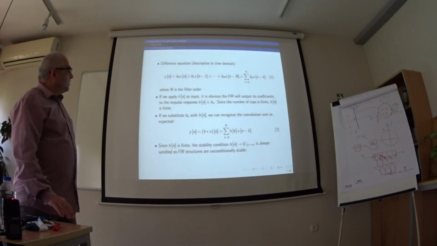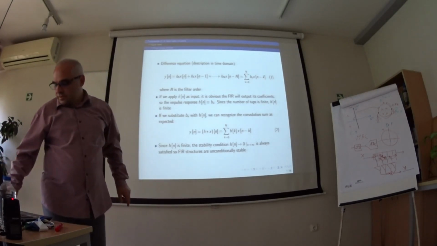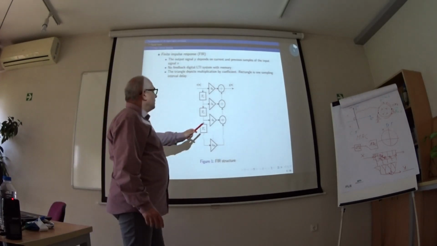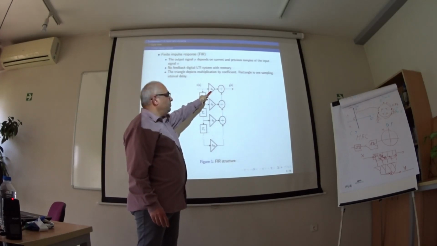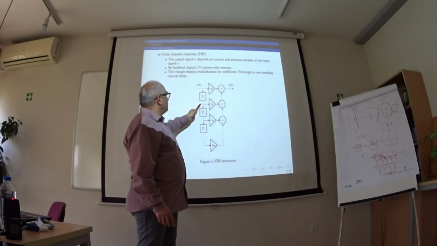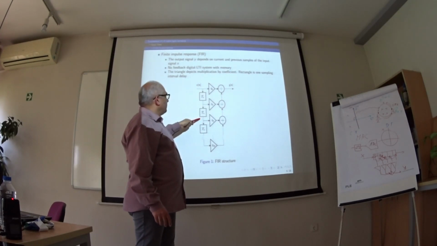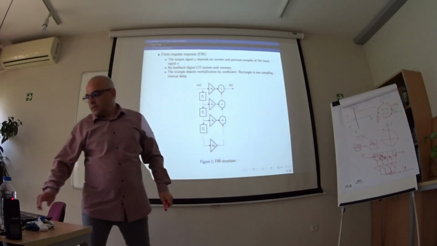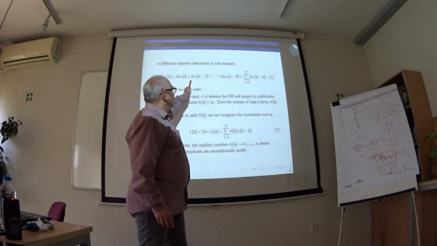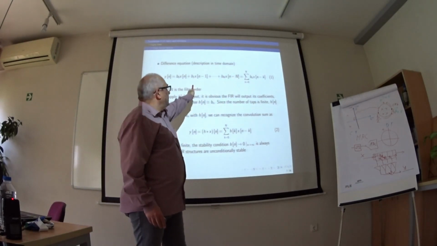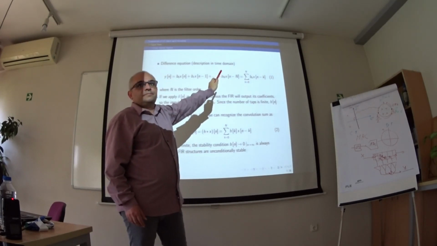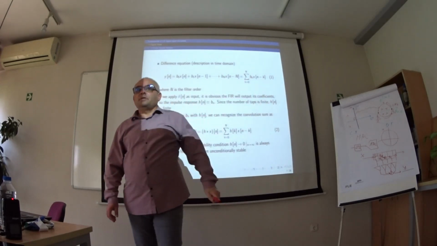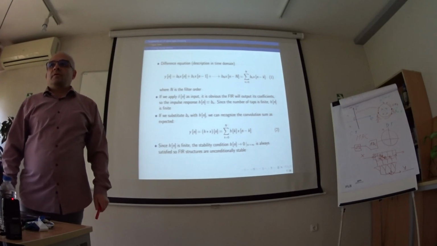The difference equation. What is the input signal? Obviously, the output signal is the input signal x of n times b0 plus x of n minus 1 times b1 plus x of n minus 2 times b2 and so on. We have our difference equation. Very simple. In analog domain, this is not a difference equation, this is a differential equation. Here the things are much simpler. This is our algorithm in time domain, very elementary.